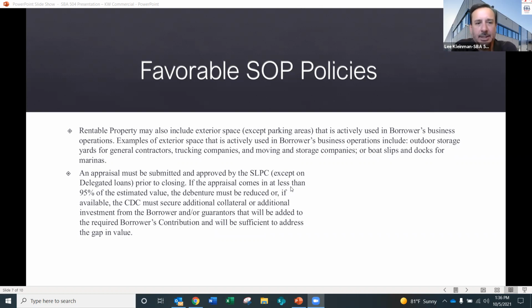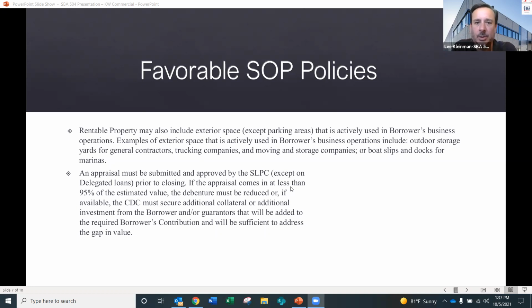That land or lot space can be used, net of required parking spaces, of course, to meet the 51% or more owner-occupied occupancy requirement. So I'll back up a minute. In order to be SBA eligible, the borrower's business has to occupy 51% or more of the building square footage. But if it's a business, again, that requires land or lot space, you can count the borrower's use of that land or lot space towards the 51% minimum occupancy requirement.